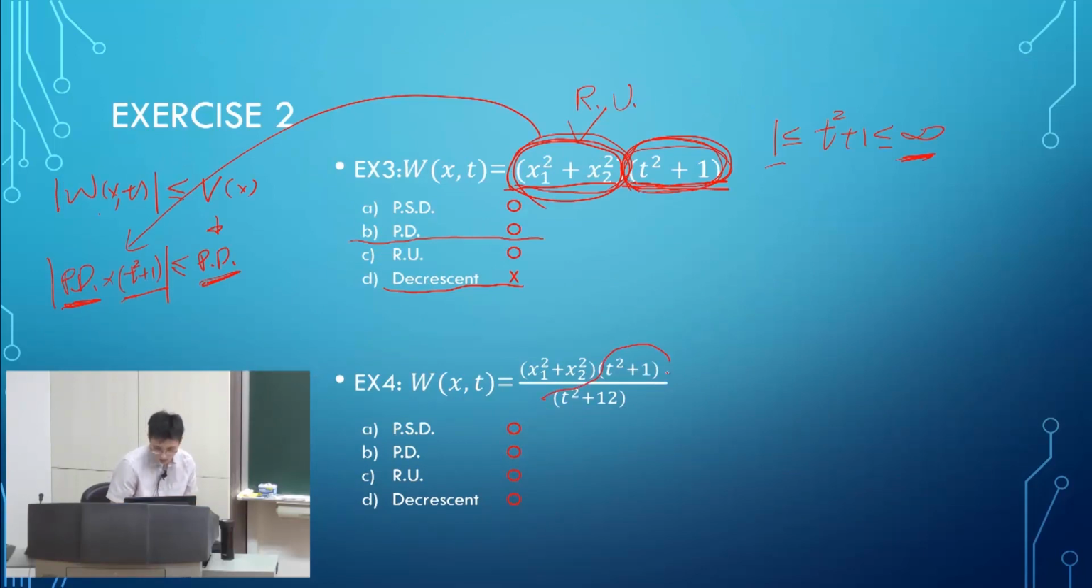Why? Because this part is lower and upper bounded by constants, right? It's lower bounded by 1 over 12 and upper bounded by 1 as t goes to infinity. So if this part is PD, W will be PD, and of course has to be PSD. How about radially unbounded? Because this part is lower and upper bounded by constants, you only need to check the first part. So it will be radially unbounded.